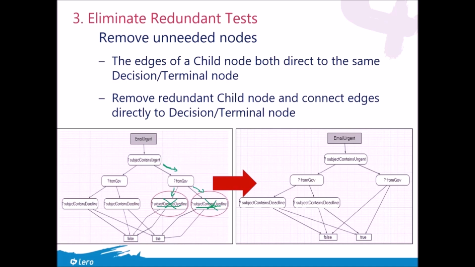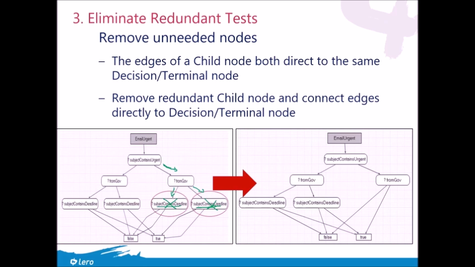And now when subject contains urgent is true, it goes to from gov. And if from gov is false, you get false. And if it's true, you get true. So we removed unneeded nodes. You can see a reduced ordered binary decision diagram. We've gone from what we had at the start, 7 decision nodes and 8 terminal nodes, to 5 decision nodes and 2 terminal nodes.